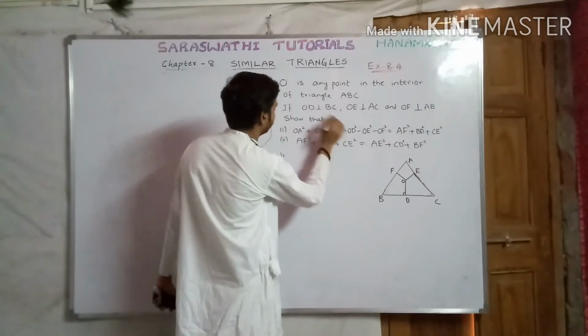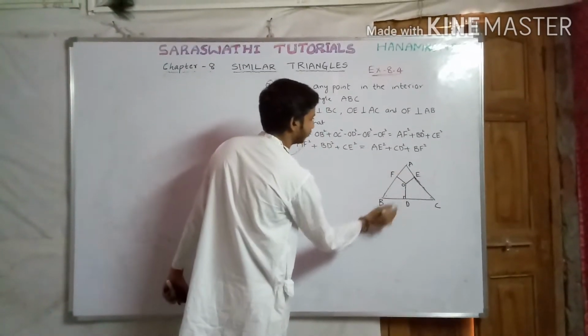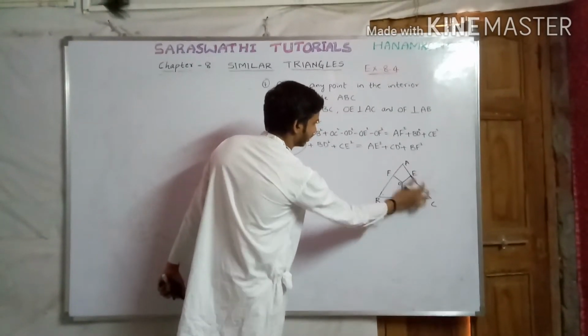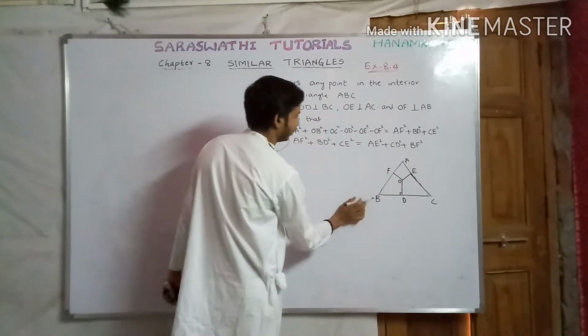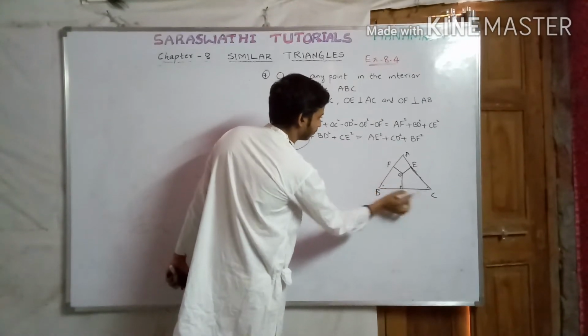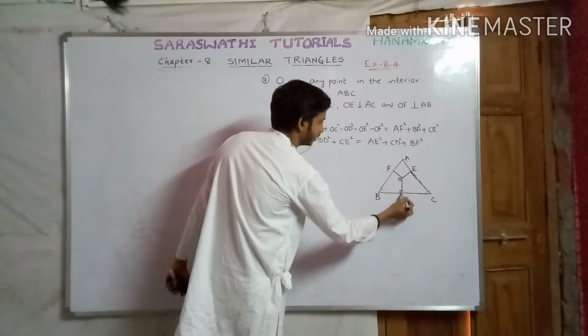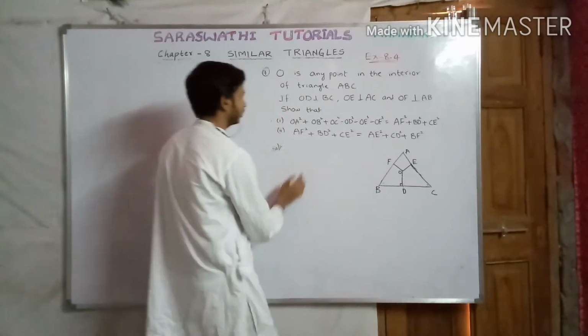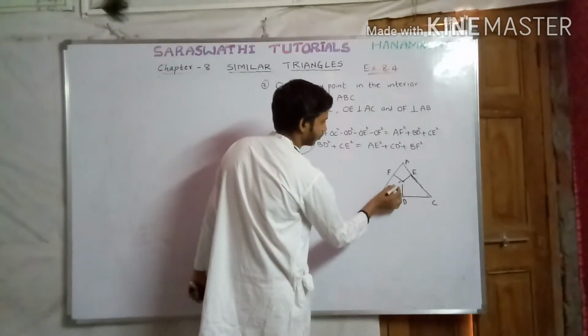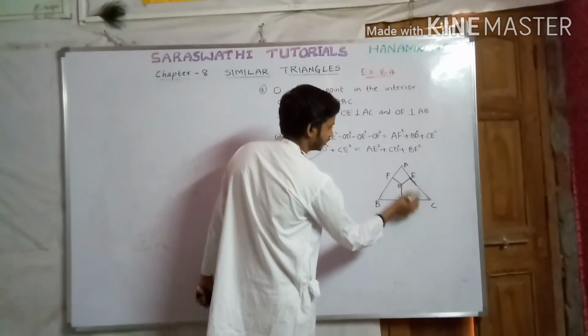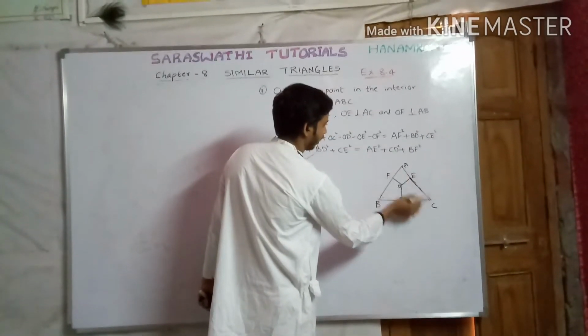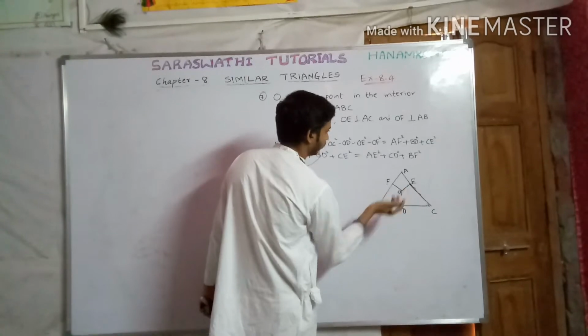Okay, so it is given that O is any point in the interior of triangle ABC. That means O is inside the triangle ABC and OD is perpendicular to BC. That means angle BDO equal to angle CDO equal to 90 degrees. Similarly, OE is perpendicular to AC. That means angle CEO equal to angle AEO equal to 90 degrees.